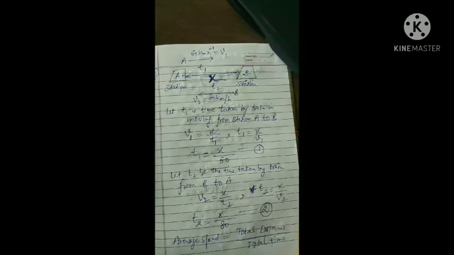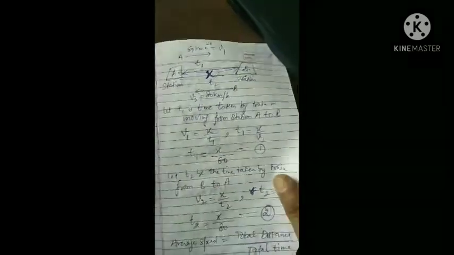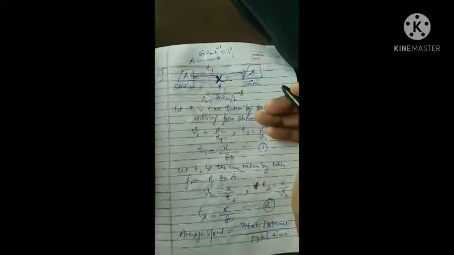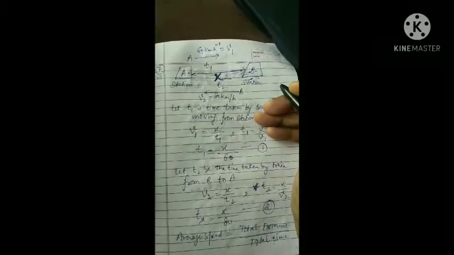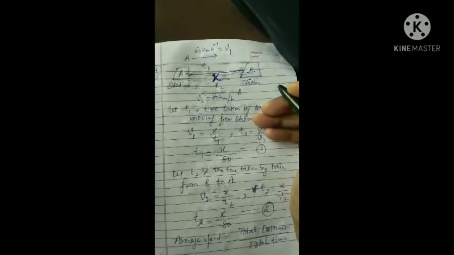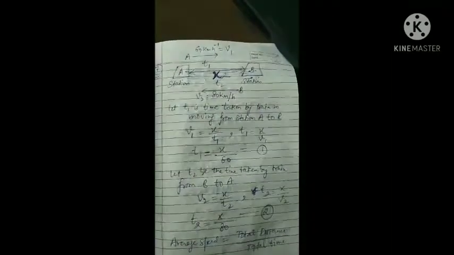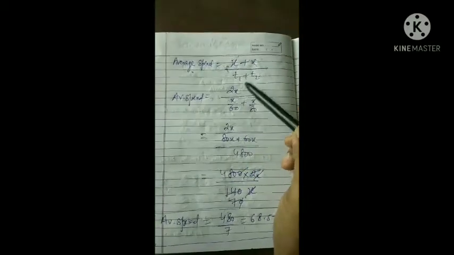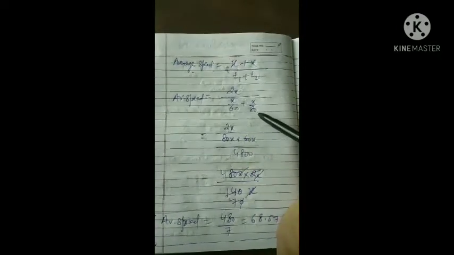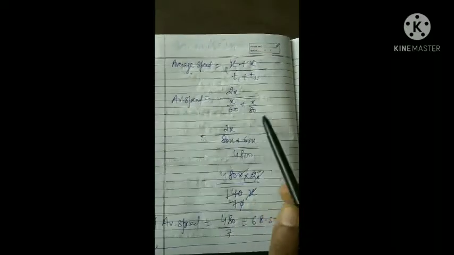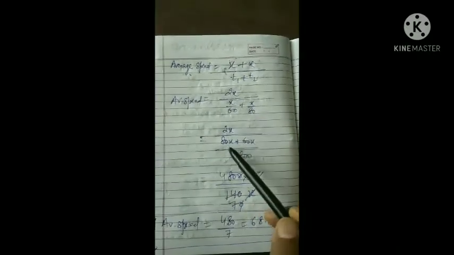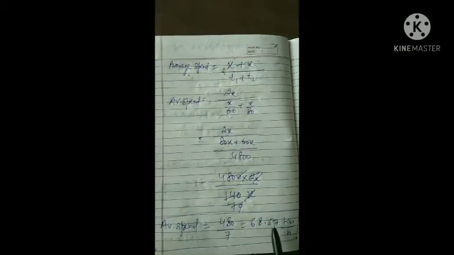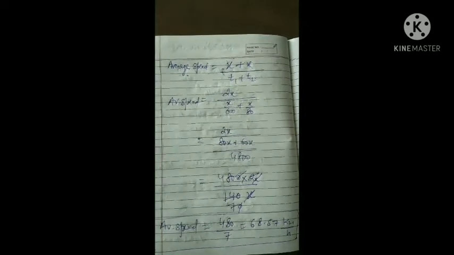Now what is average speed? That is total distance upon total time. So total distance is x plus x, 2x. And what is total time? T1 plus T2. That is the total time. Average speed: total distance was 2x and total time is x upon 60 plus x upon 80. So 2x, if we solve this, 80x plus 60x upon 4800. Solve this further, you will get average speed equal to 68.57 km per hour.